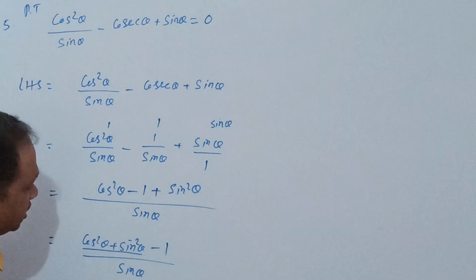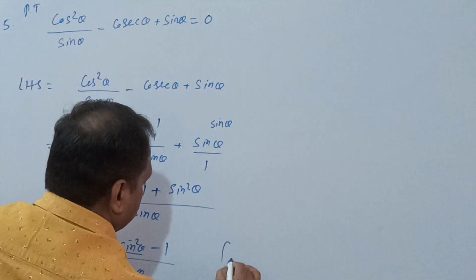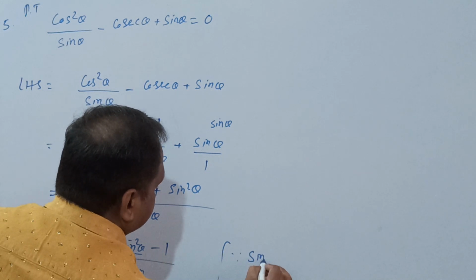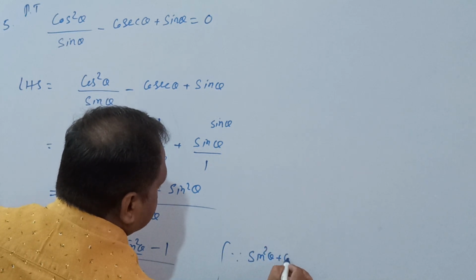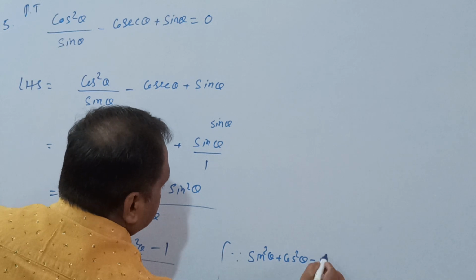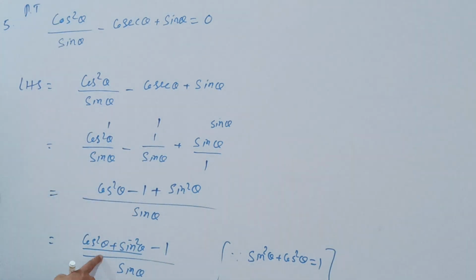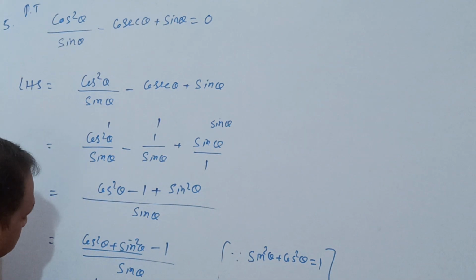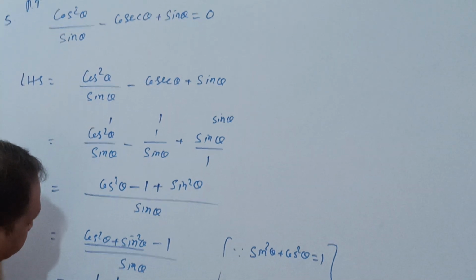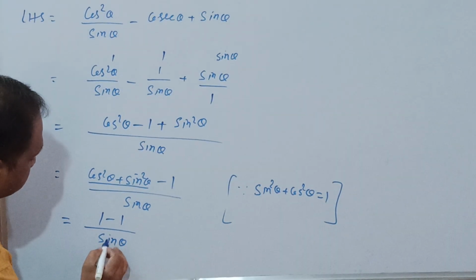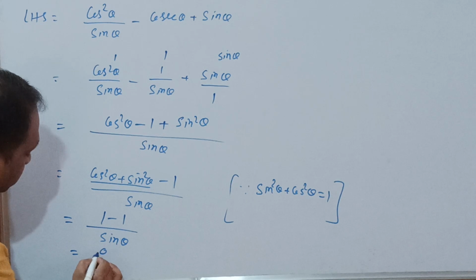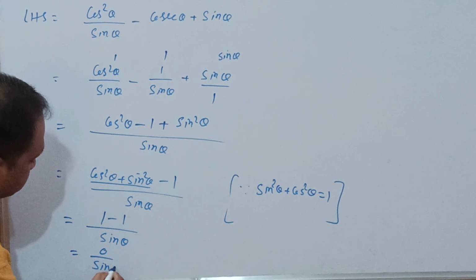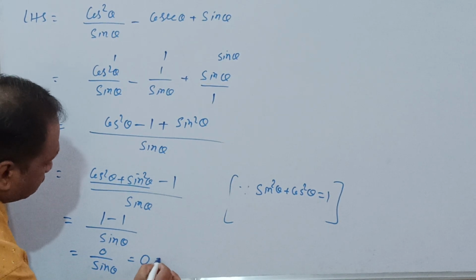So cos square theta plus sin square theta becomes 1, because that is the identity: sin square theta plus cos square theta is equal to 1. Here I will put it as 1. 1 minus 1, whole divided by sin theta. Anything, 0 by sin theta, that is equal to 0, RHS.